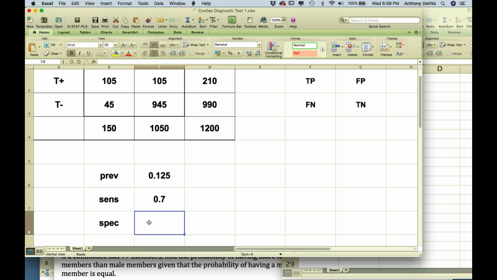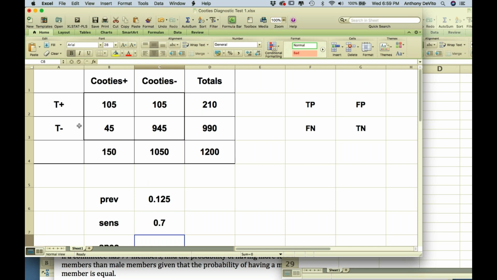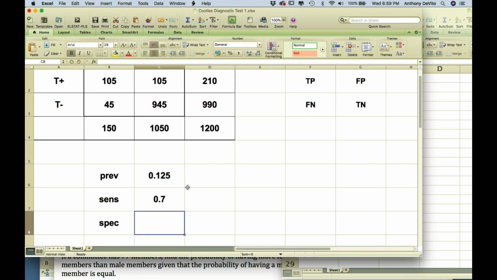The specificity is the same kind of idea, except it tells us how good it is at identifying people who don't have the disease. In other words, how good is it at those true negatives? It identified people who don't have cooties. It got it right 945 times out of 1,050 times, because that's the number of people that don't have cooties.